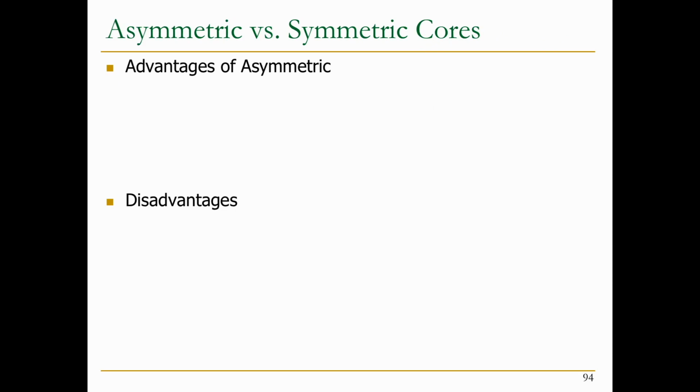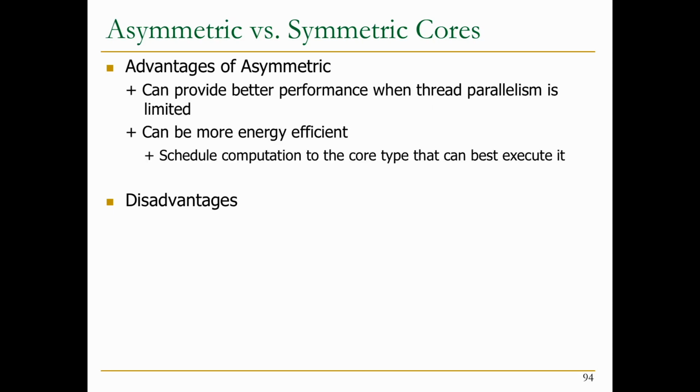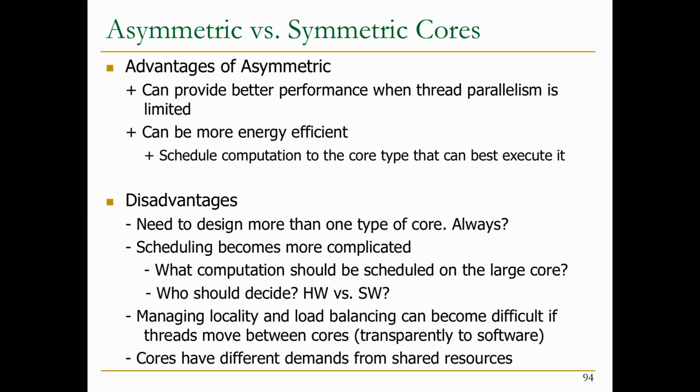Okay, so more generally, asymmetric versus symmetric cores. Let's pull back a little bit. We've been talking about asymmetry versus symmetry, right? Clearly, asymmetric cores can provide better performance when thread parallelism is limited and can be more energy efficient also because you can schedule computation to the core type that can best execute it in terms of energy. But there are disadvantages also. There are lots of disadvantages of asymmetry in general. So you need to design more than one type of core.